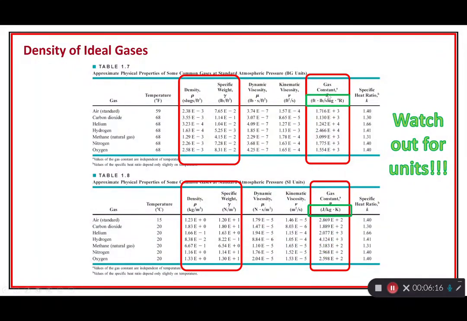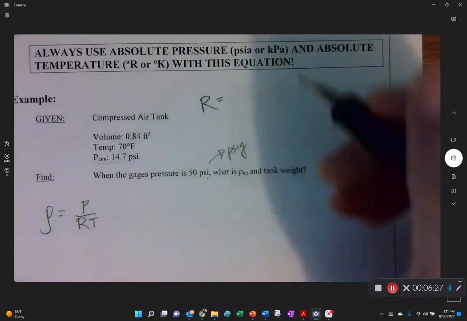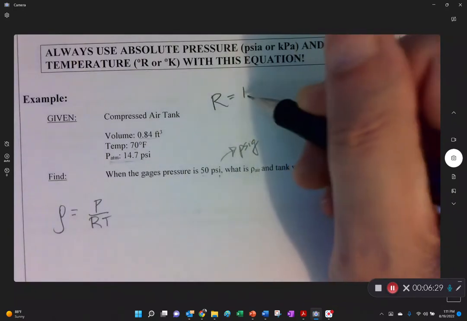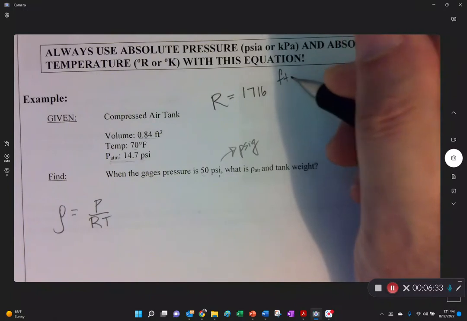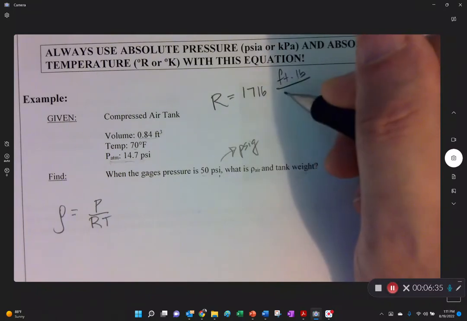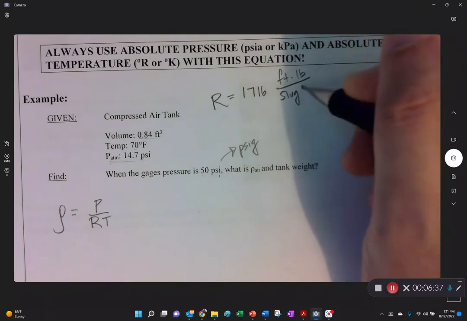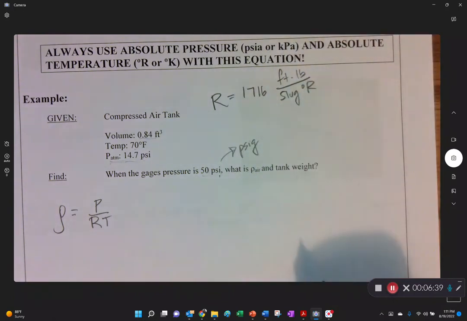So we're going to say 1,716 foot-pounds per slug degree Rankine is what we're going to use, right? So let's go. 1,716. These are foot-pounds per slug degree Rankine, and we're going to reconcile that hopefully here in a second.